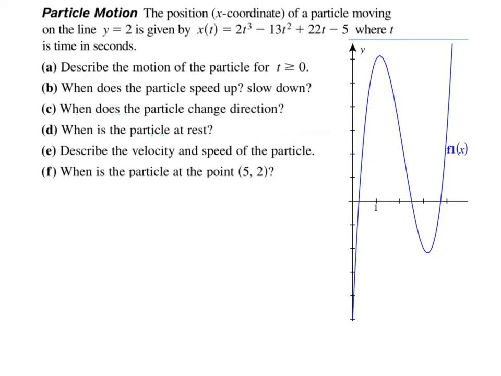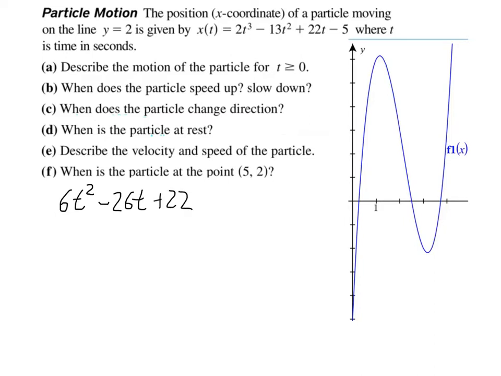So that's probably how you would think of it instead of up and down. When does the particle speed up, or when does it slow down? If we're trying to find that, it would help to look at the velocity curve. So we would just take the derivative. Using the power rule, 3 times 2 is 6t, the power goes down to 2, minus 2 times 13 is 26t, the power goes down 1 there again, plus 22.